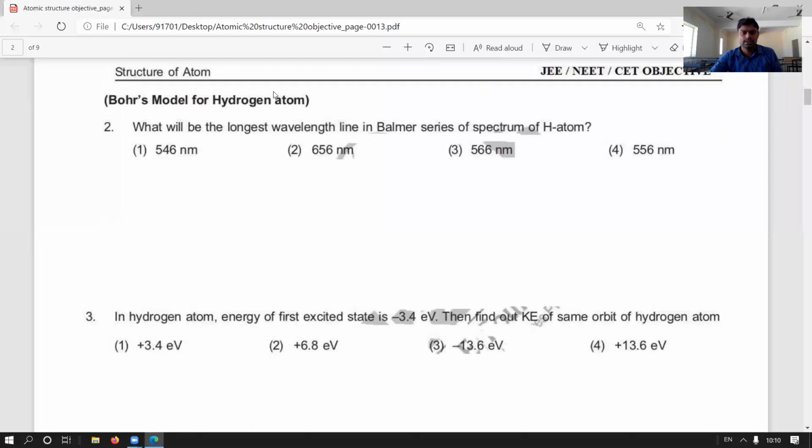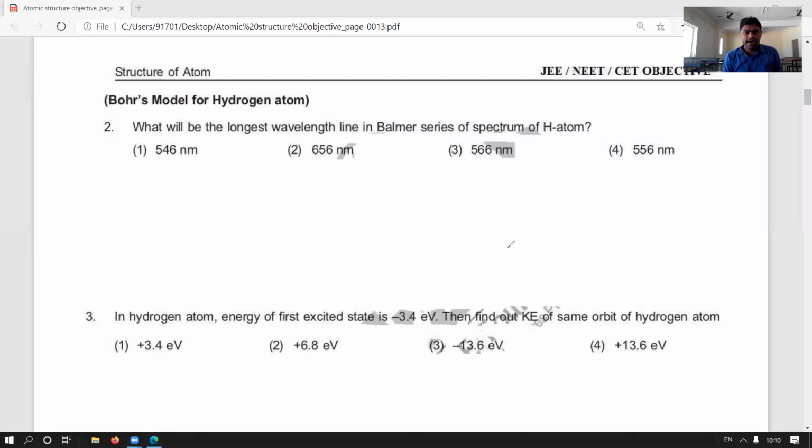Second one: what will be the longest wavelength in the Balmer series of the hydrogen spectrum? We know that the hydrogen spectrum contains 5 series of lines. What are those 5 series? Lyman series is present in the UV, ultraviolet region. Next, Balmer series is present in the visible region. Paschen series is present in the near IR, infrared region.